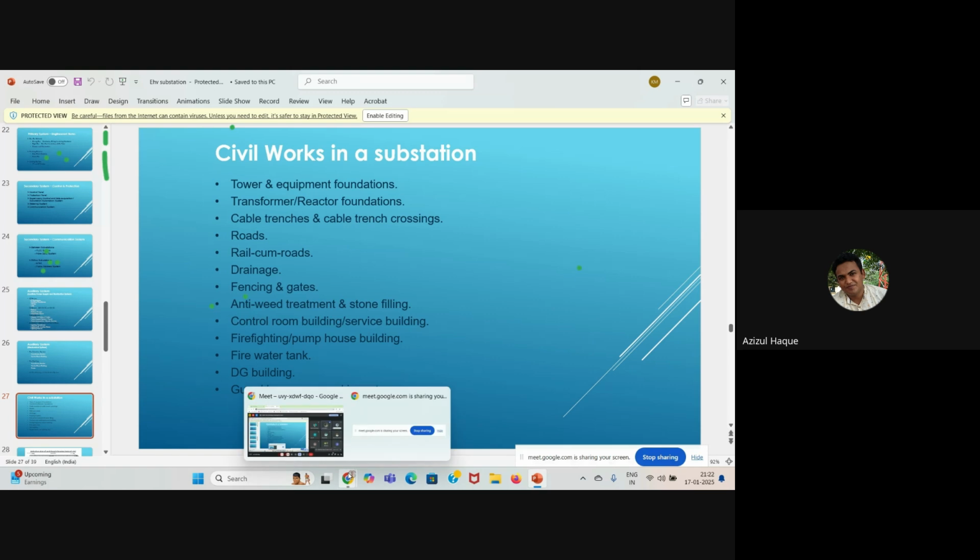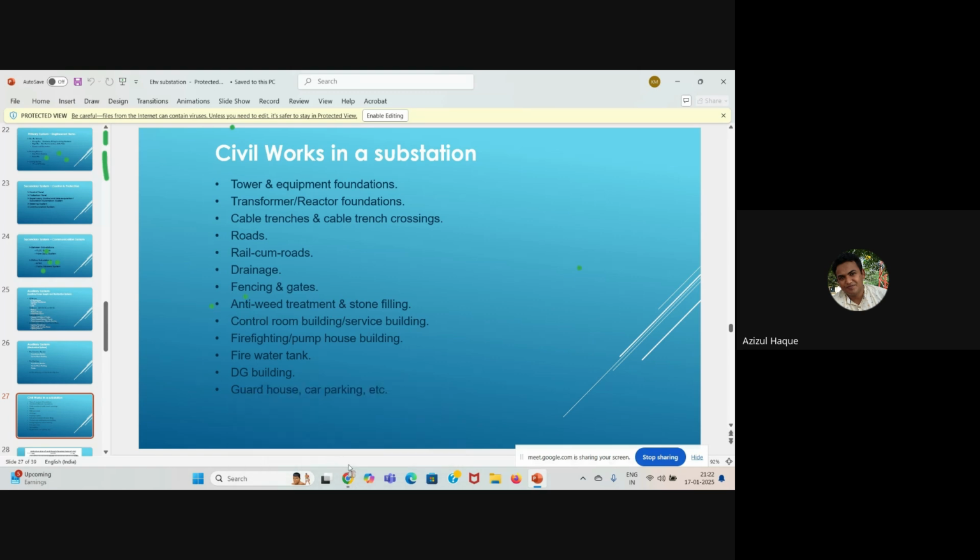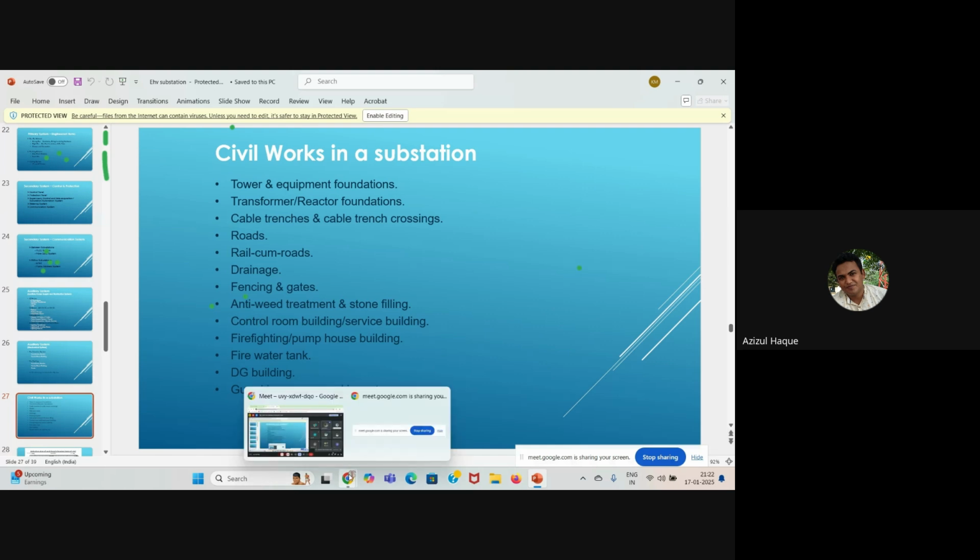before spreading the stones. Then there is control room building, service building, firefighting pump house building, fire water tank, DG building. All these are buildings that are constructed by the civil department in each substation.